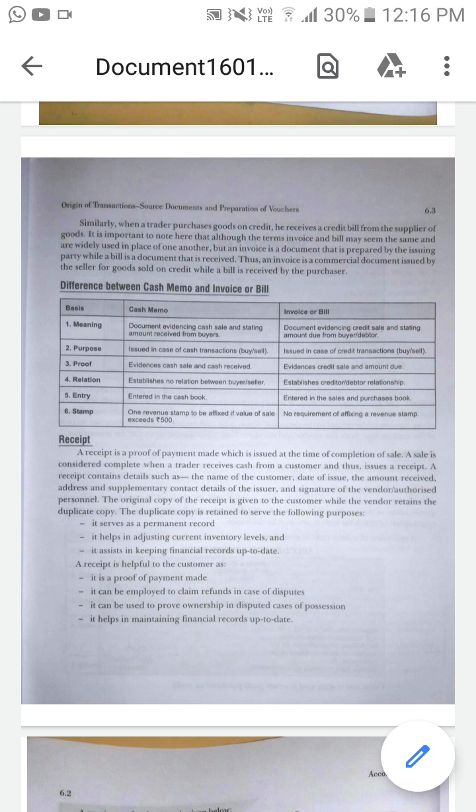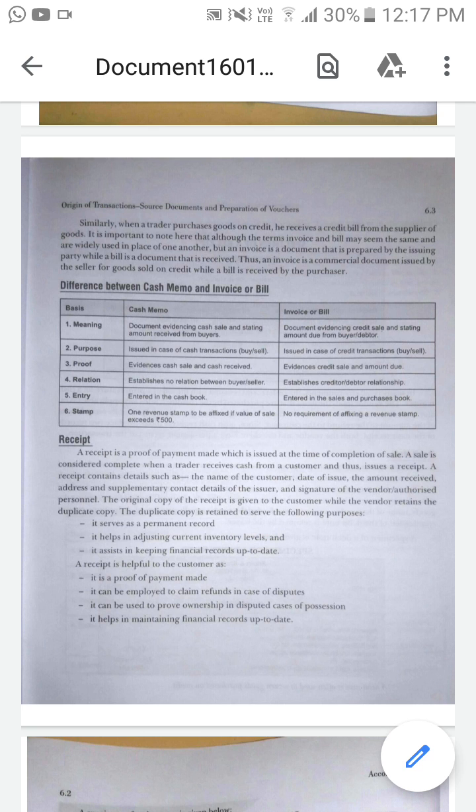Relations mean no relation between the buyer and seller, but the invoice establishes a creditor or debtor relationship. If it is a credit sale, there will be a debtor relationship. If it is a credit purchase, a creditor relationship. Entry: a cash memo is entered in the cash book because it is a cash transaction, but an invoice or bill is entered in the sales and purchase book, because it is a credit transaction.